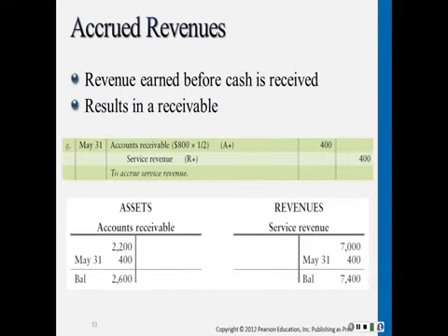As we have just seen, expenses can occur before a company makes a cash payment for them, which creates an accrued expense. Similarly, businesses can earn revenue before they receive the cash. This creates an accrued revenue, which is a revenue that has been earned, but for which cash has not yet been collected. Since cash will be collected, a receivable account is debited. Since revenue has been earned, a revenue account is credited.